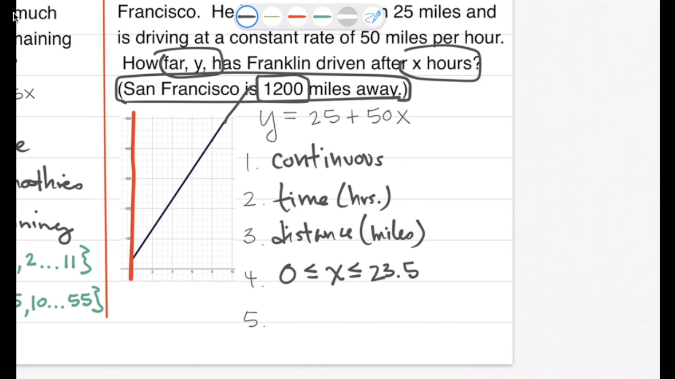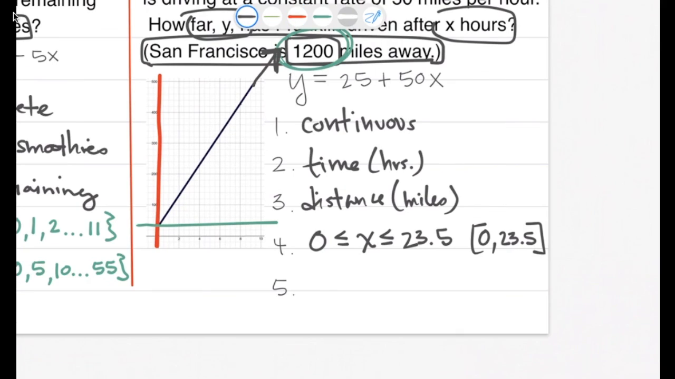So that's our domain. Now we can go ahead and write that in interval notation. Our smallest number in our interval is 0. Our largest number in our interval is 23.5, and both numbers are included. Let's go on to our range value.